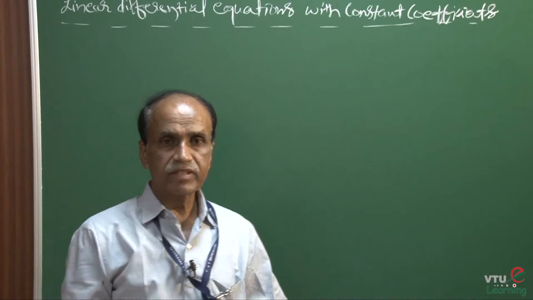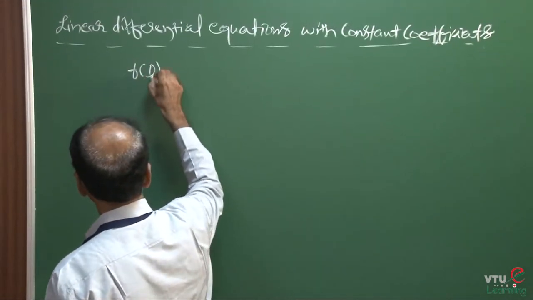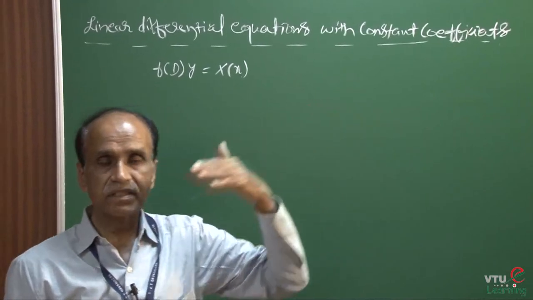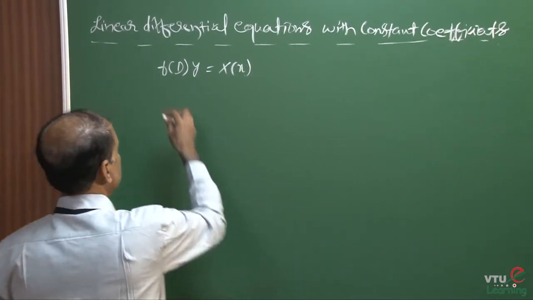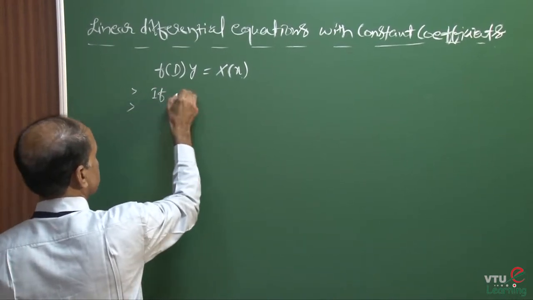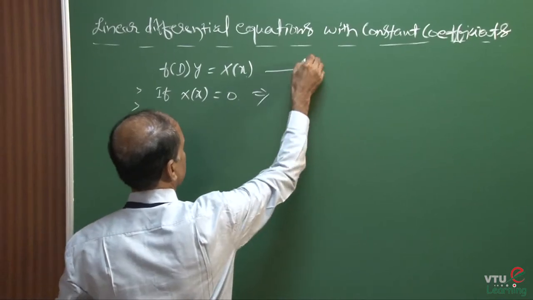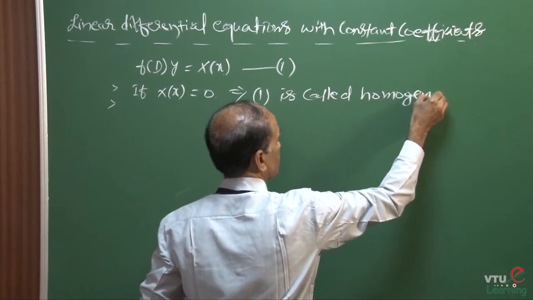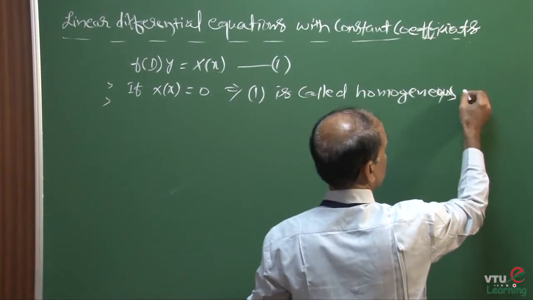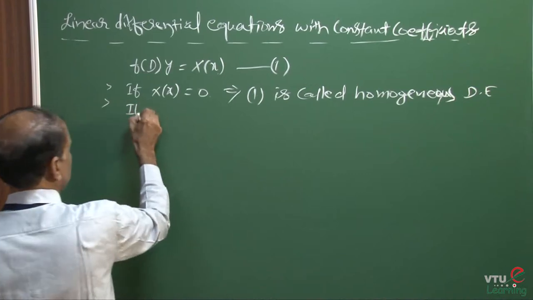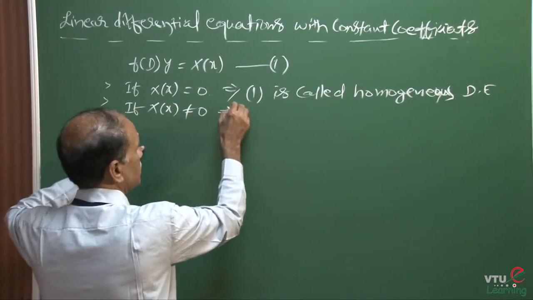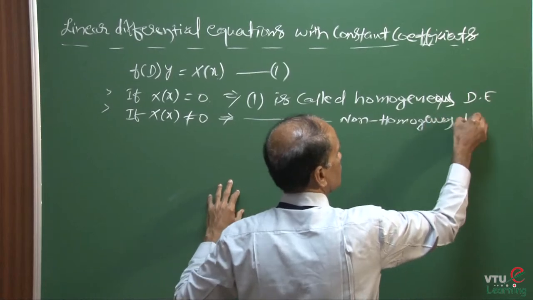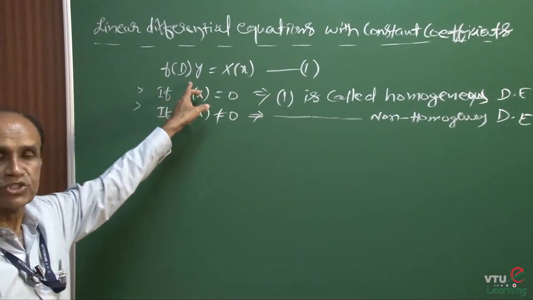The general form of the linear differential equation is given by f(D)y = X(x). We studied in our previous lectures the types of the roots, what we are getting on the right side and left side. Here we have two cases: if X(x) equals 0, then this equation 1 is called a homogeneous differential equation. If X(x) is not equal to 0, then it is a non-homogeneous differential equation. Presently we are studying homogeneous differential equations.